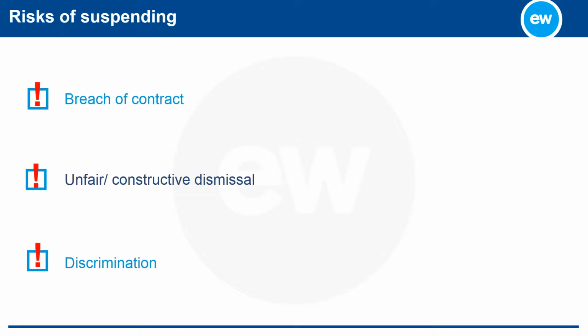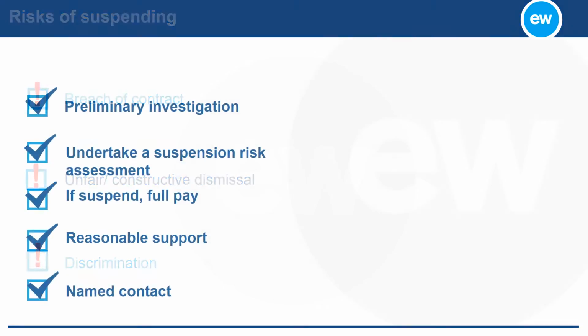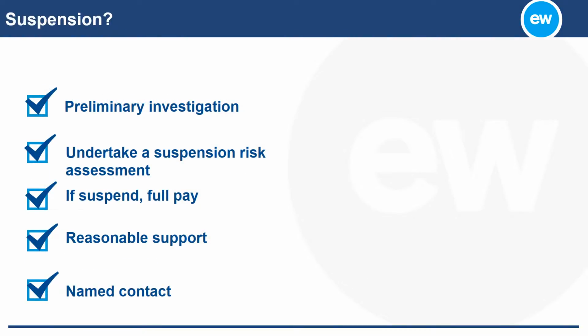As noted before, one option in dealing with the accused during the investigation is to suspend. However, there are very significant risks in suspending of breach of contract, unfair or constructive dismissal, and in discriminating against the accused. To minimise these risks of suspension, schools should therefore only suspend having carried out a preliminary investigation, including hearing the accused's version of events, and having undertaken a suspension risk assessment.